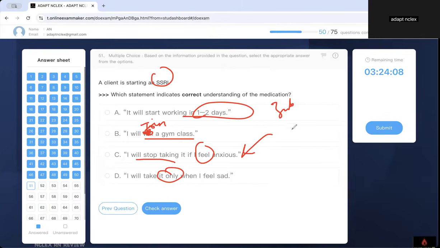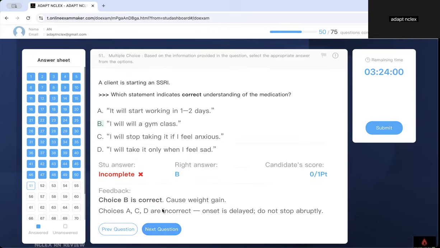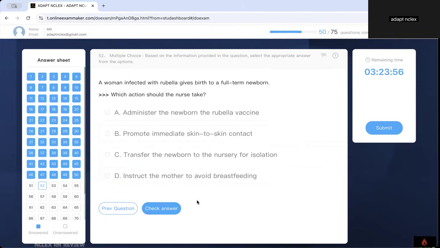Why do you want to join the gym? Because it causes weight gain. It's an application question. When we test you, if you understand what kind of teaching you provide them, I will join the gym. So that's the right answer.